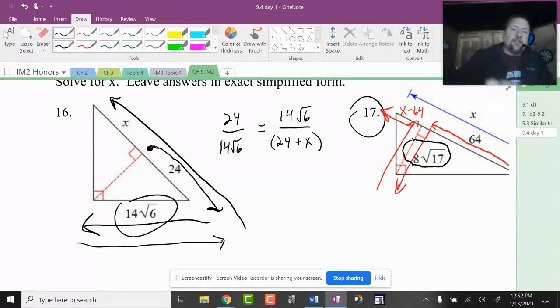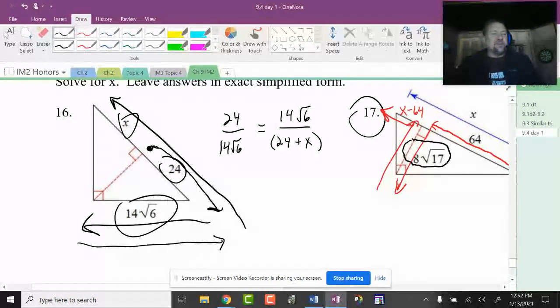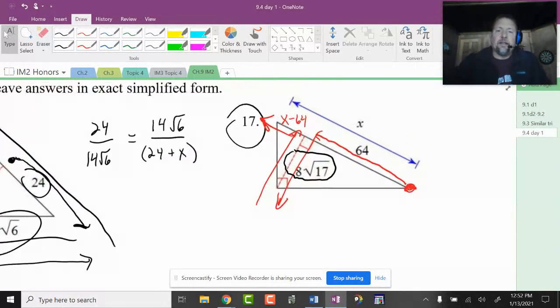The final move is the whole hypotenuse, which is these parts together. You don't multiply those two. You add those two together to get the full length. So a lot of people put 24x there. No, it's 24 plus x. Then you just have to cross multiply and solve.